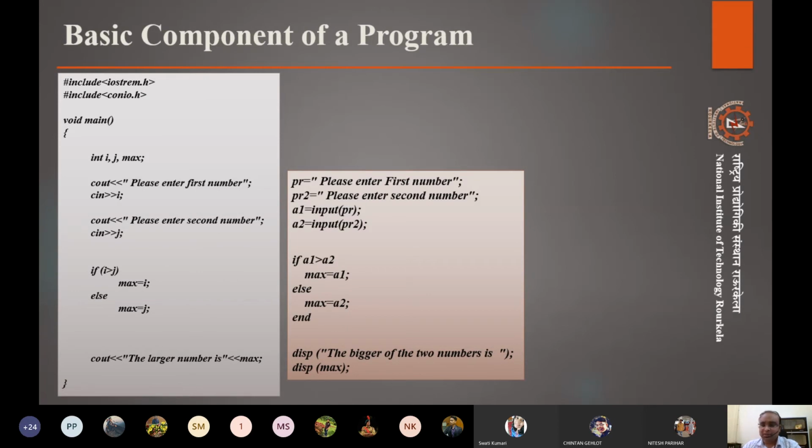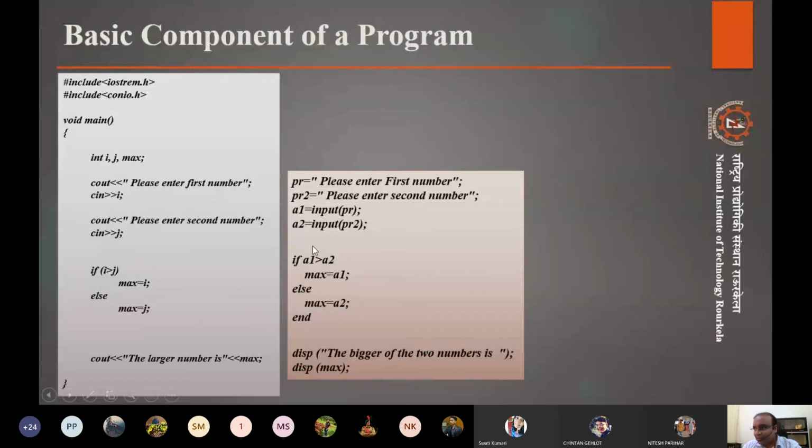There are other functions as well. There are other output statements, such as printf. There are many other ways that we can do this in different languages. Even in C++ we can do it in different ways, but one of them is this cout. And for inputting the value I, we use cin.